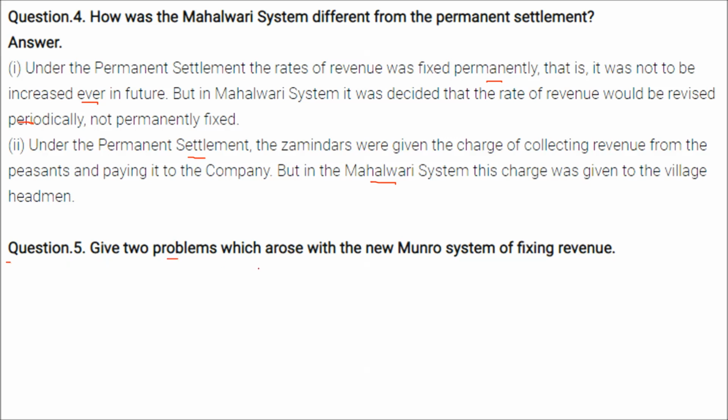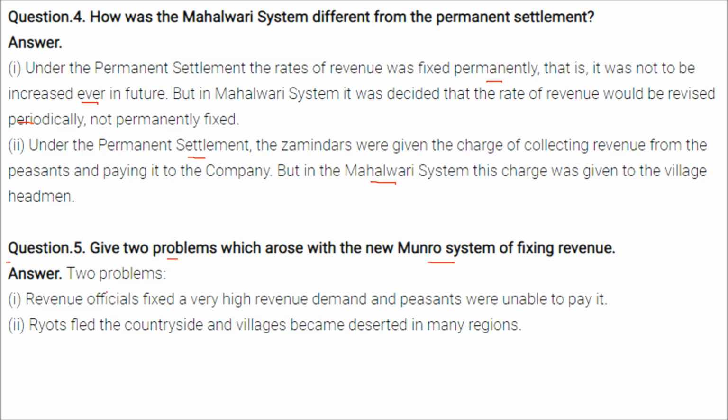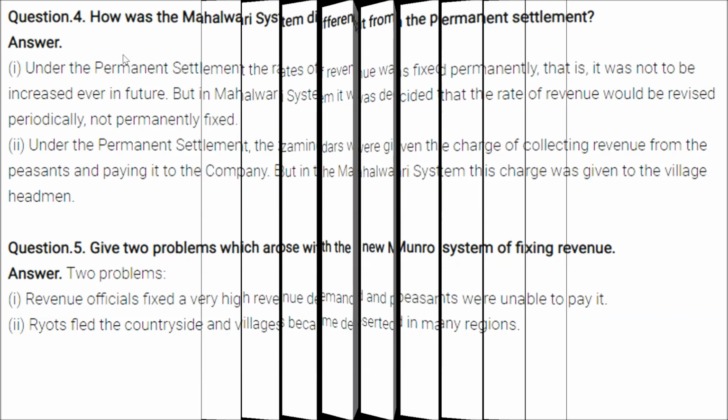Give two problems which arose with the new Munro system of fixing revenue. So the two problems were: revenue officials fixed a very high revenue demand and peasants were unable to pay it. And ryots fled the countryside, and the villagers just started running. So villages became deserted in many regions.